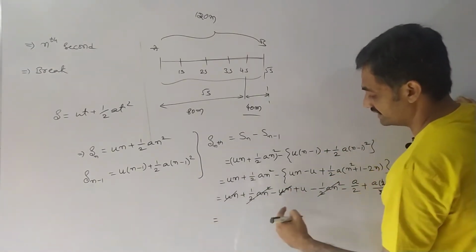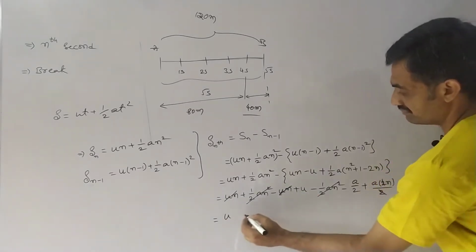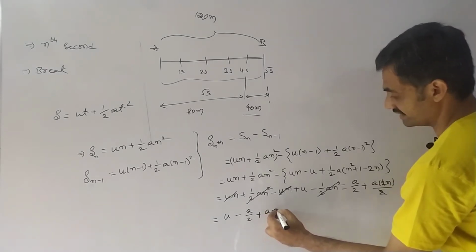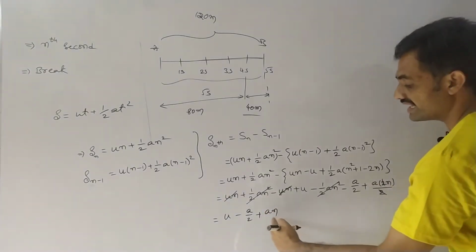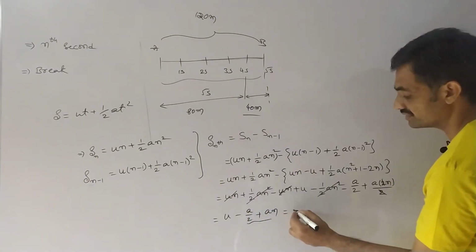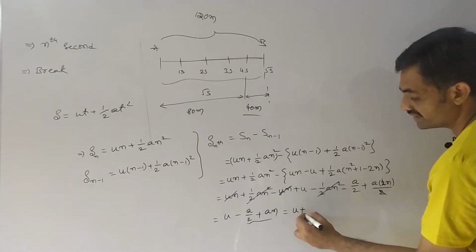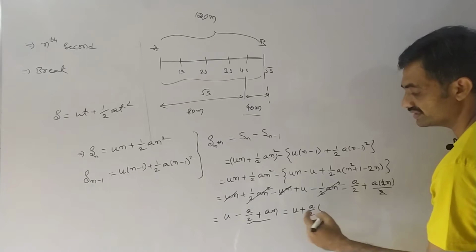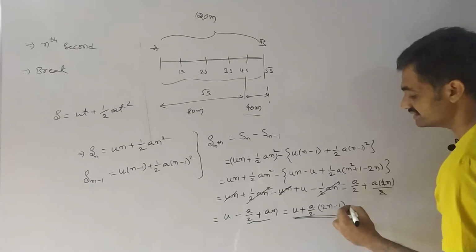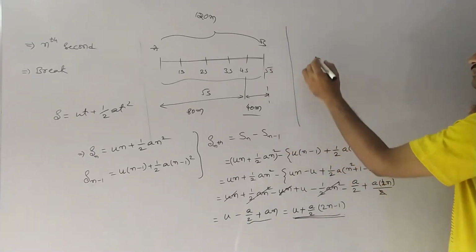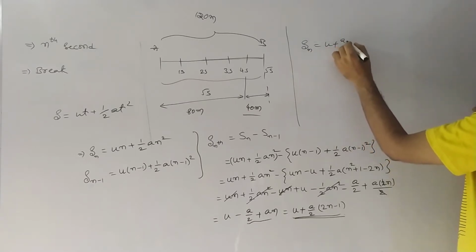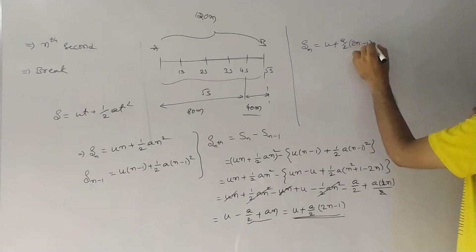The remaining terms are u minus a by 2 plus an. From these terms we can take a by 2 as common. If we take a by 2 as common, we have u plus a by 2 into 2n minus 1. This equation represents the distance travelled by the body in the nth second, and it is represented as Sn equals u plus a by 2 into 2n minus 1.